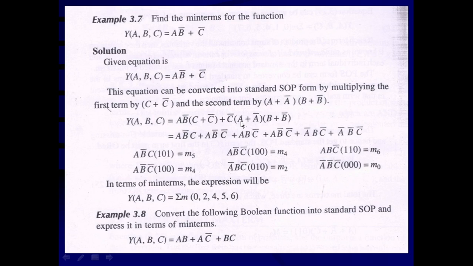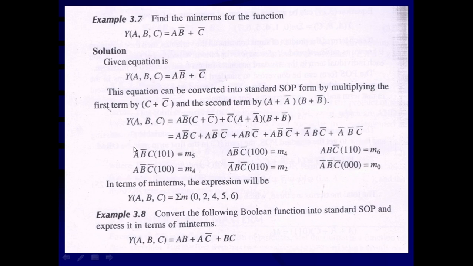Then A, B bar and C bar, like this one. A is going to be again multiplied with the B bar and C bar. Then we'll take the second variable from the first bracket: A bar, B, C bar, and then A bar, B bar, C bar, that is the last term.